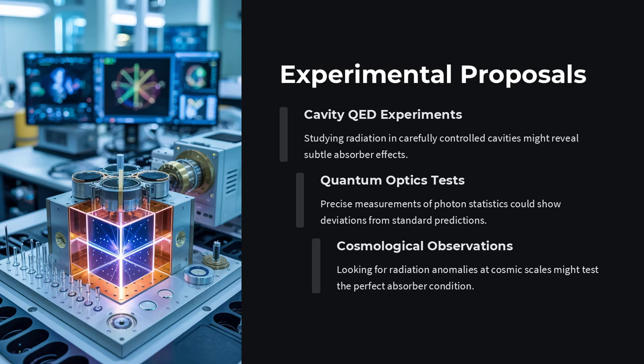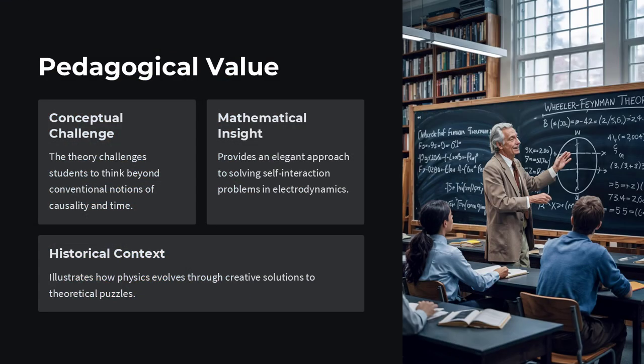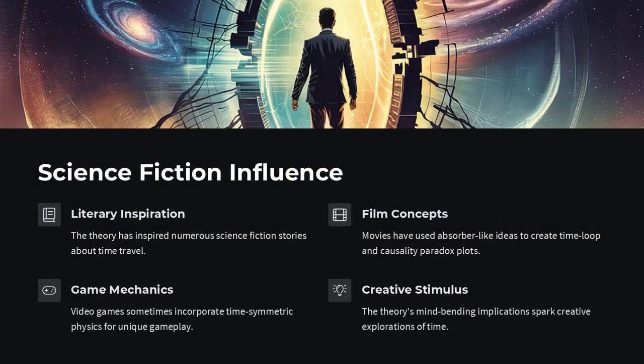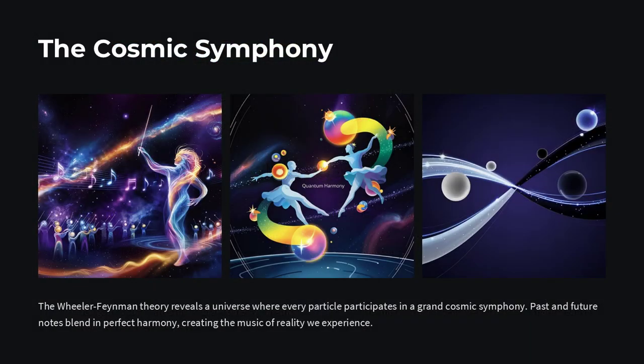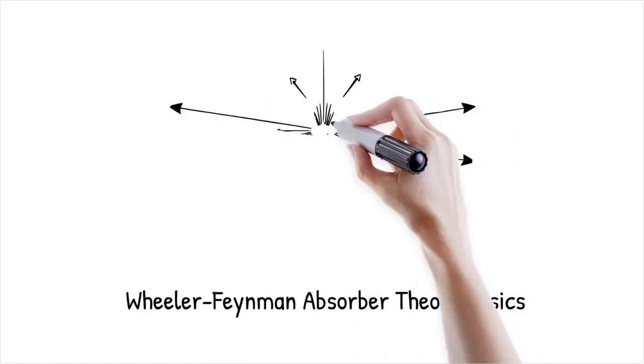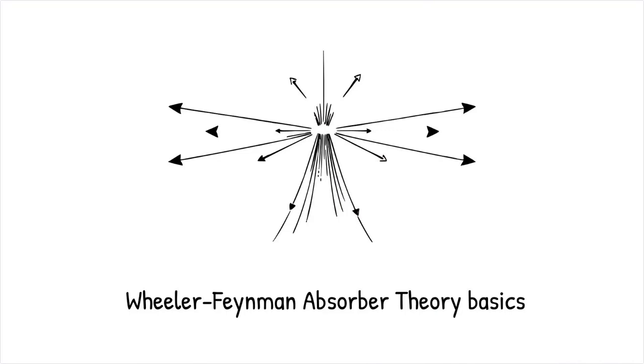Why should curious beginners care? Because absorber theory challenges our most basic notion of cause and effect. It hints that the future might be as active in shaping events as the past, and that every act of emission is a handshake spanning time itself. Even if nature only approximates this symmetry, exploring it pushes the frontier of how we understand radiation, information, and the deep arrow of time.